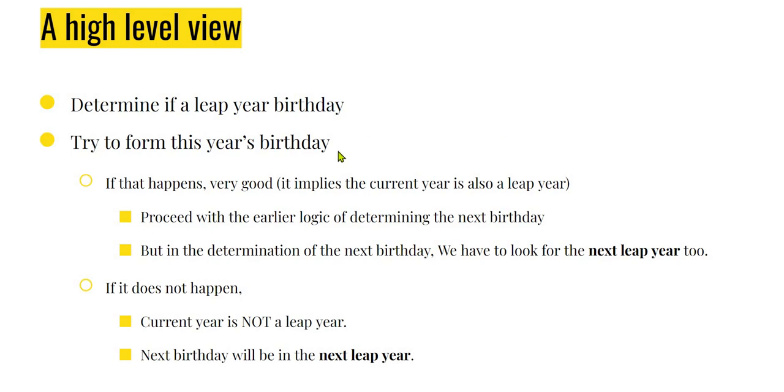Next, we'll try to form this year's birthday. Now, if this year's birthday forms, assuming we are leap year, that means that this year is also a leap year. In which case, we are pretty much set because we can determine that the next birthday is either this year, or if the time has gone past this year's birthday, then the next birthday will be in the next leap year, right? So we look for the next leap year and we'll determine the next birthday. However, let's say we are unable to form this year's birthday object, then not a problem because it just means the current year is not a leap year, in which case we know that the next birthday will be whenever the next leap year is. So we have to find out two things here.